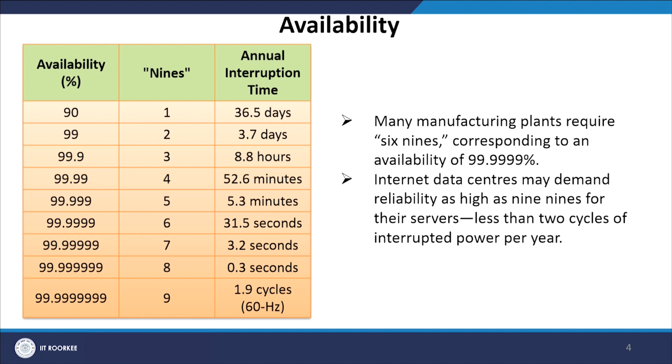In the first case, when we say 90%, the annual interruption time is 36.5 days, that is 10% of the year. When you say 99%, it is 3.7 days of interruption. If you come down to 9 nines, it is 1.9 cycles of interruption, meaning almost no interruptions. Many manufacturing plants require 6 nines, which corresponds to an availability of 99.9999%, meaning almost 31 seconds of interruption in a year. Internet data centers may demand reliability as high as 9 nines for their servers, less than 2 cycles of interrupted power per year, so almost no failure around the year.